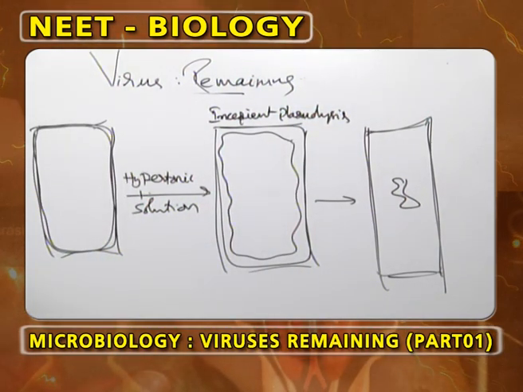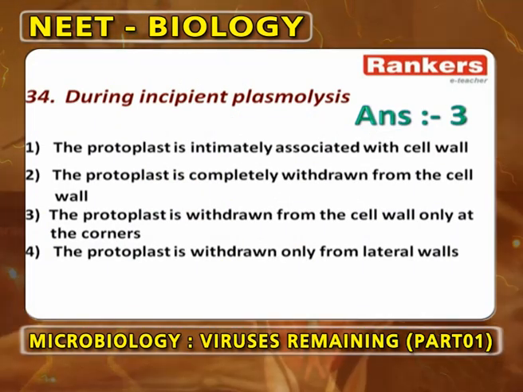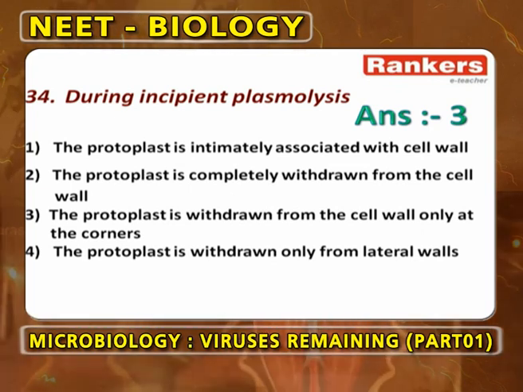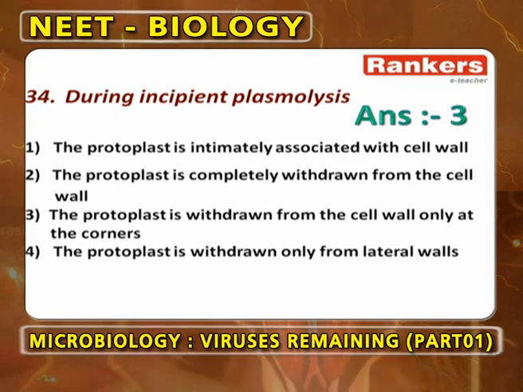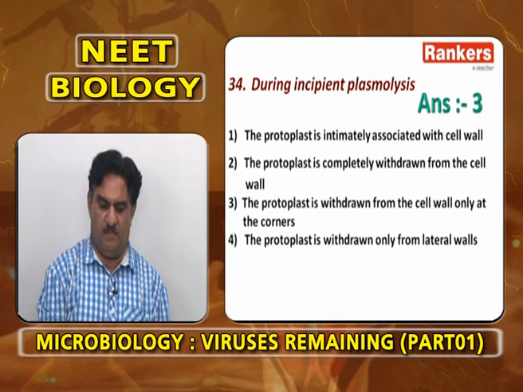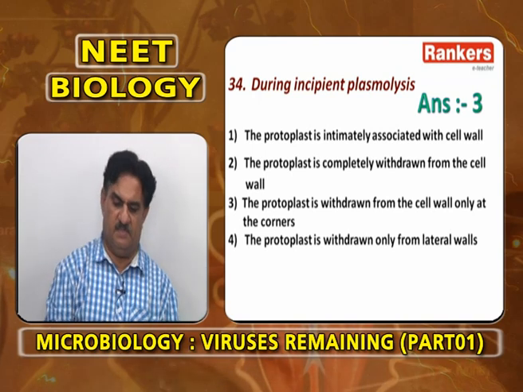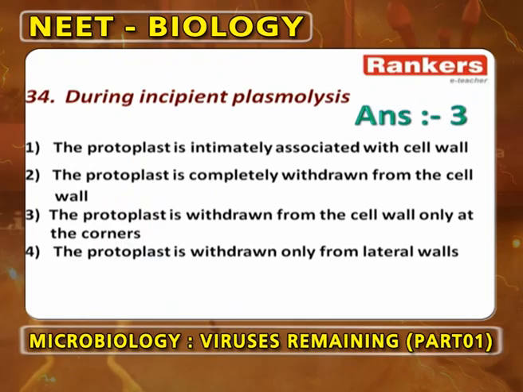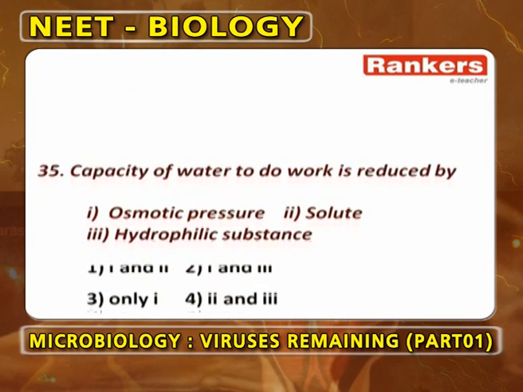So, here the question: what is meant by incipient plasmolysis? During incipient plasmolysis, the protoplast is intimately associated with the cell wall is wrong. The protoplasm is completely withdrawn from the cell wall is wrong. The protoplasm is withdrawn from the cell wall only at the corners is correct. The protoplasm is withdrawn only from lateral walls is wrong. So, correct is the protoplasm is withdrawn from the cell wall only at the corners. Third option.